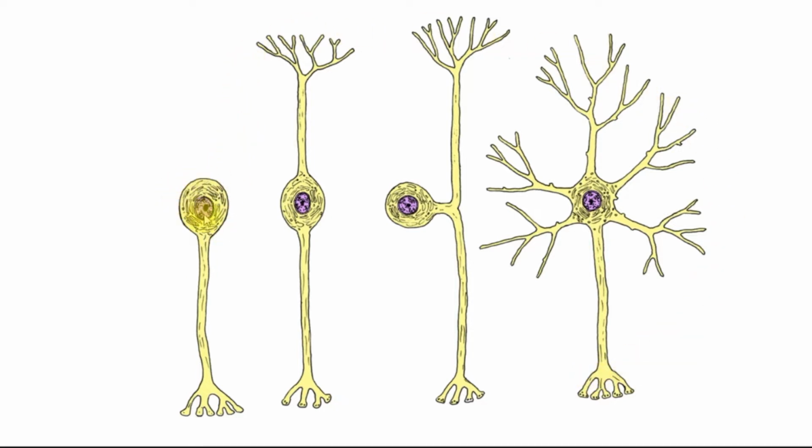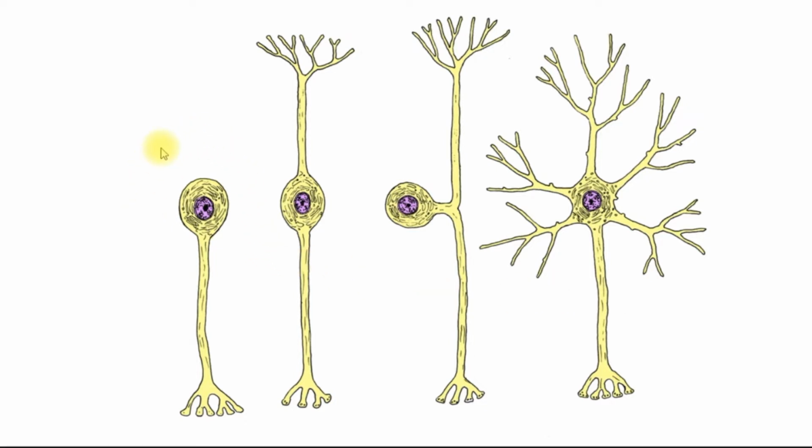This cell has no dendrites. This cell has one dendrite. This cell also has one dendrite, but dendrite and axon have a common trunk, a common beginning. And this cell has 5 dendrites. So morphological classification is based on the number of dendrites and axons. We classify neurons into 4 groups. We call them unipolar, bipolar, pseudo-unipolar, and multipolar neurons.